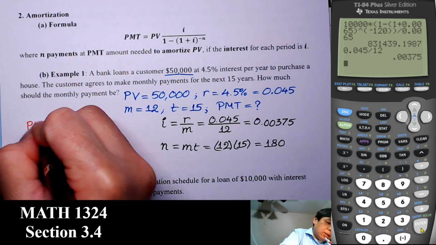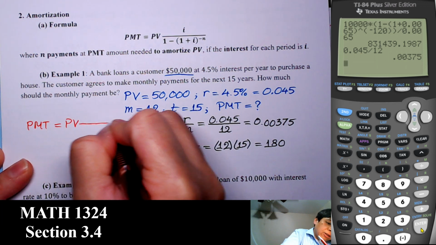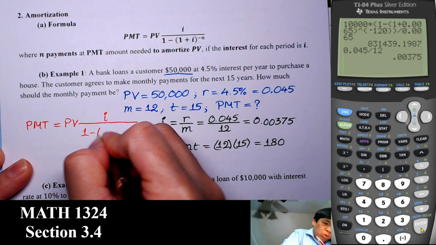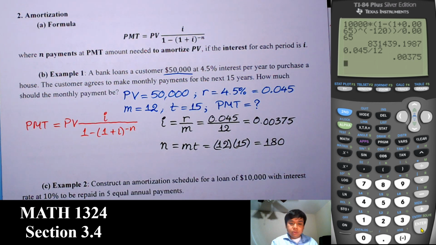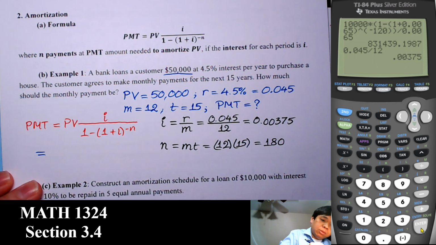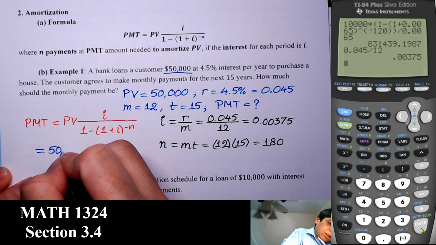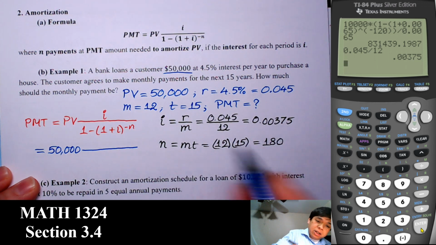So the payment is the present value times I over 1 minus (1 plus I) to the negative N. The present value is 500,000, and the interest per period is that much.